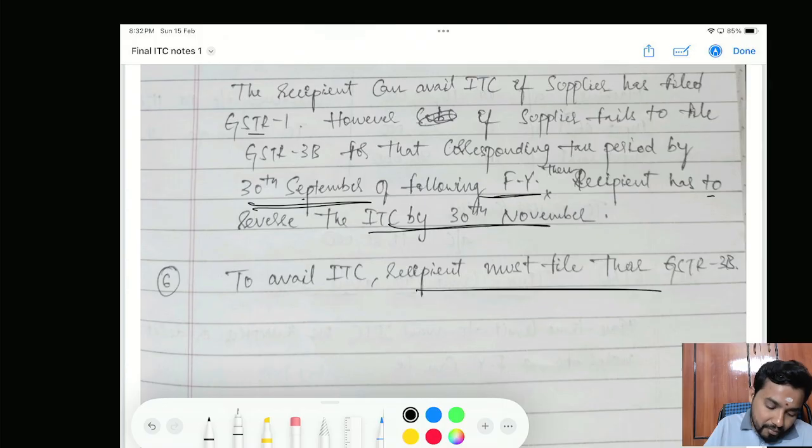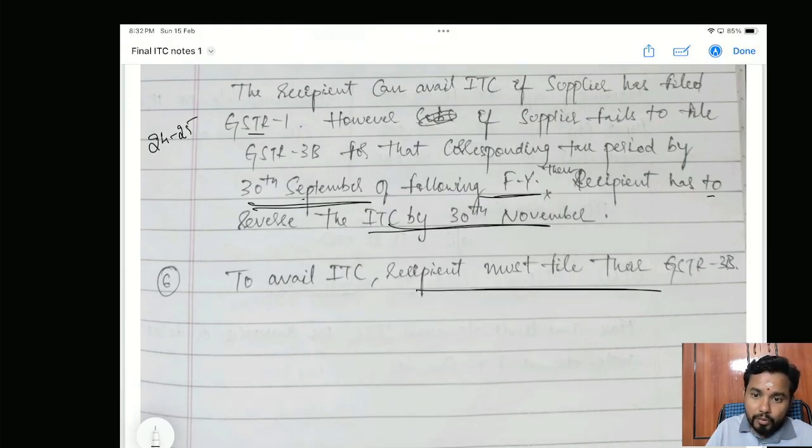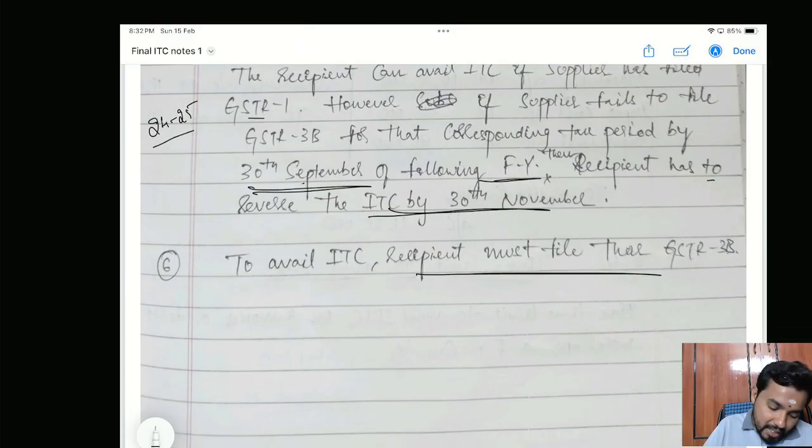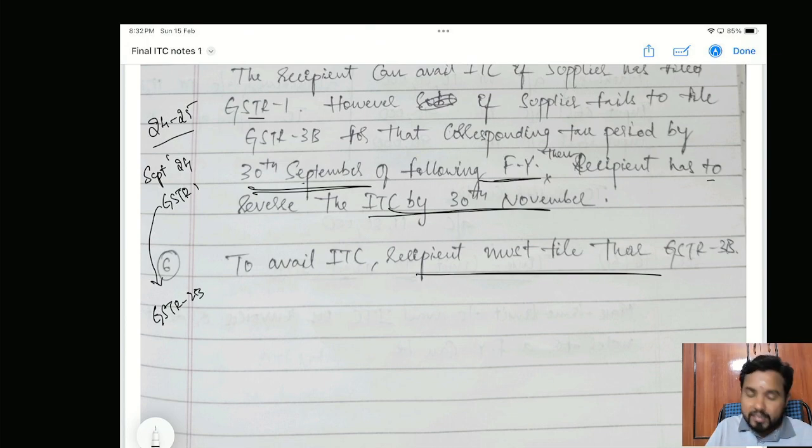For example, take financial year 24-25 related ITC and tax. In September 24 there was a supply, which was shown by the supplier in GSTR 1. The moment it is shown in GSTR 1, it will get reflected in your GSTR 2B and you will avail ITC. But the supplier didn't file GSTR 3B. GSTR 3B was not filed. Now, if 3B is not filed, can I say that the supplier had paid tax to the government? No, the supplier had not paid the tax.